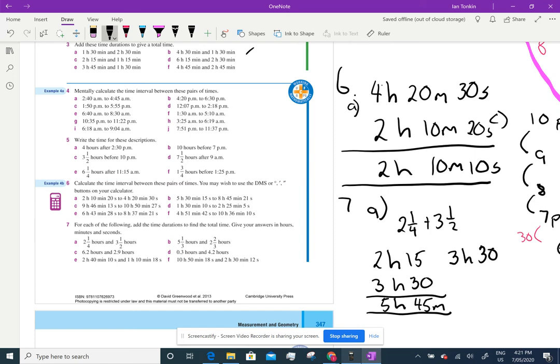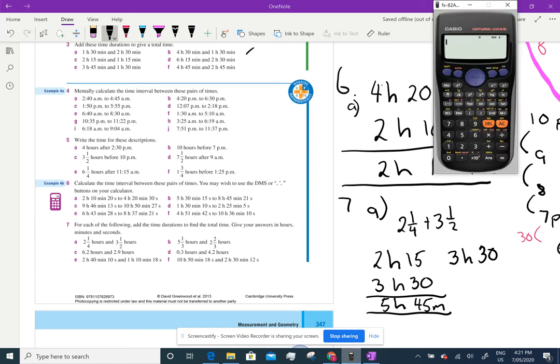So watch me do C. 6.2 plus 2.9. 9.1. Oh, what's that in hours and minutes? Just press the degrees, minutes, seconds button. 9 hours and 6 minutes and no seconds. And look at the last one. Watch me do the last one.